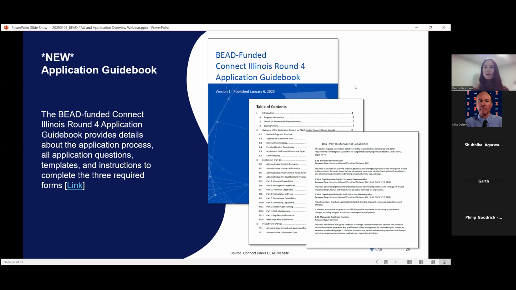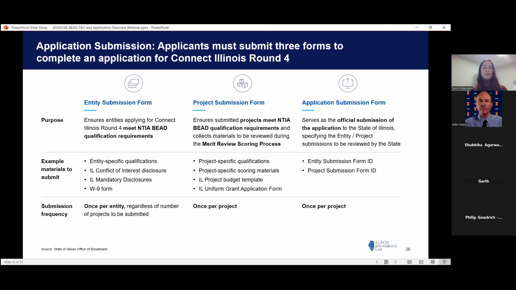Okay, so if you have perused the application guidebook, you may have seen the three components of our application. So there are 3 steps to applying for the BEAD program. The first is the entity submission form. Applicants only need to complete this form one time and then they're done.